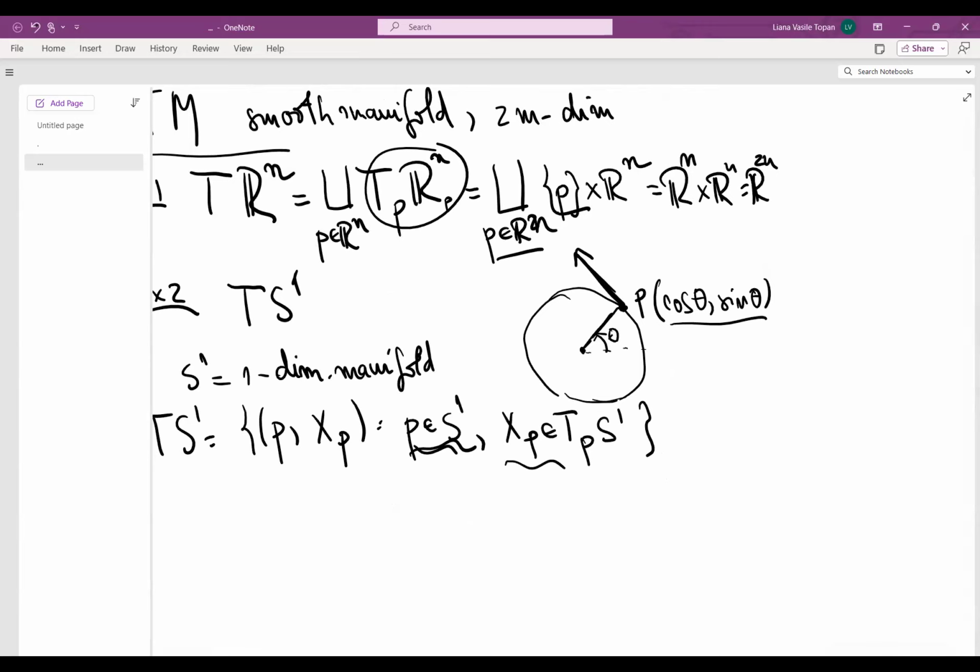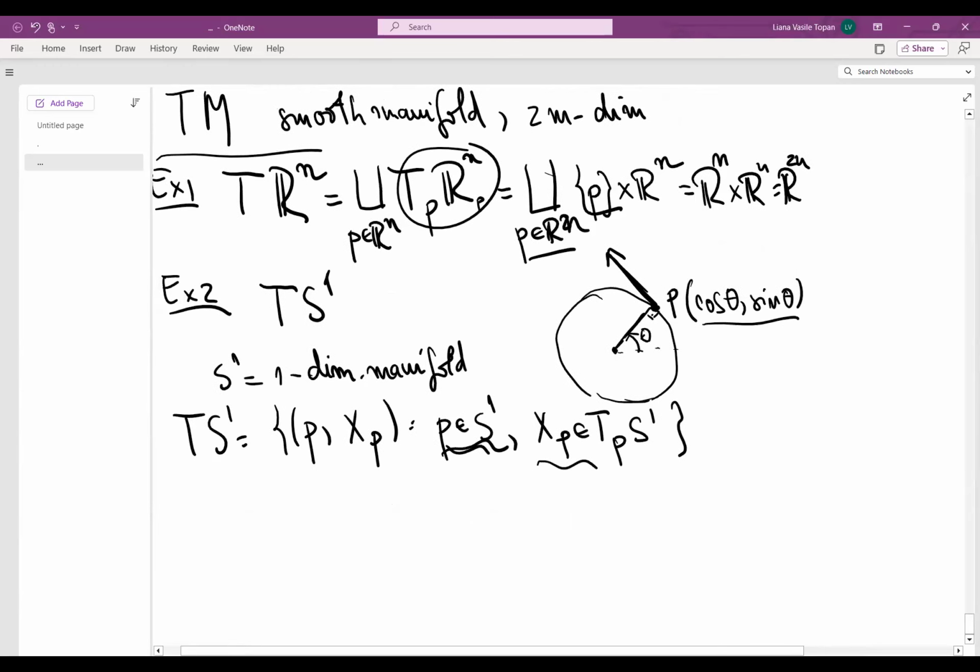So it's perpendicular. Tangent means perpendicular to the radius here, right? From the very simple properties of the circle, we can very easily see that the direction of this vector will be given by the derivatives here, or you just go orthogonally there.